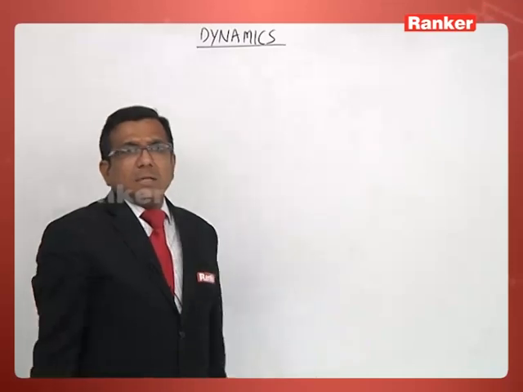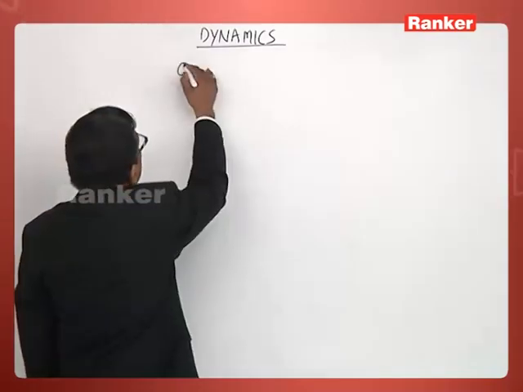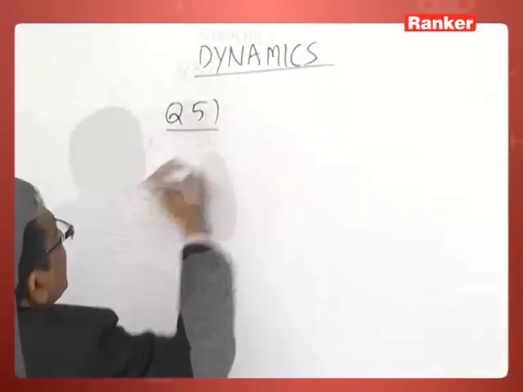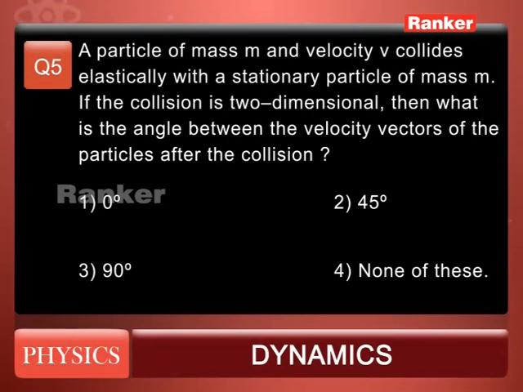Now let us see the next problem, problem number 5. If you see this problem, a particle of mass m and velocity v collides elastically with a stationary particle of mass m. One is moving with a velocity v and another is at rest. And here you have to see the collision is two-dimensional and the collision is elastic. These are all the points you have to remember.